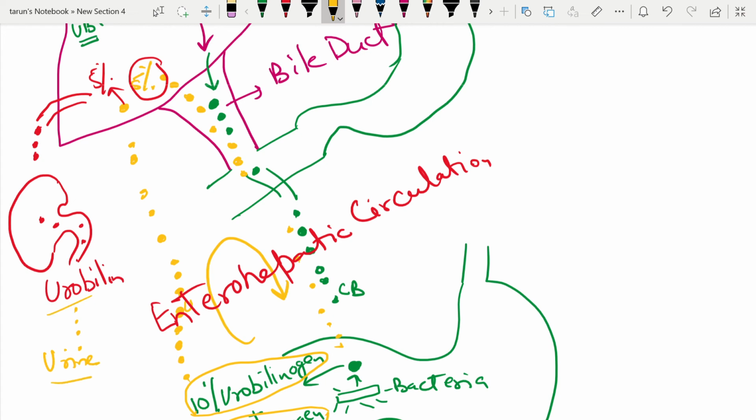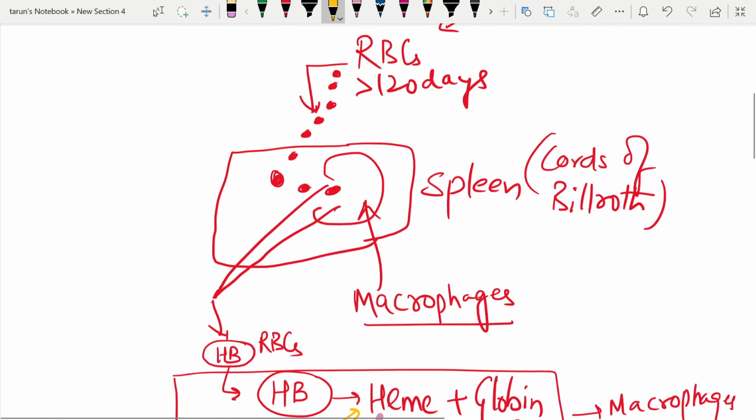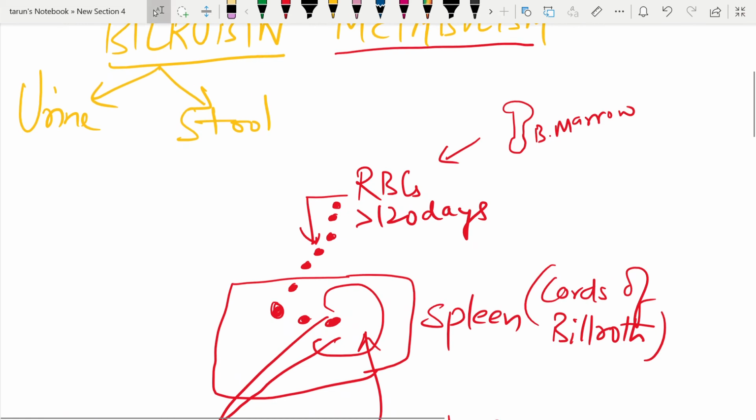We'll see it again. From where does this process begin? From the marrow. What happens in the marrow? Here is the bone marrow. Here the RBCs are produced and shed into the circulation. Once the RBCs are in the circulation, they travel, and when they become old, that is after 120 days, the lifespan of the red blood cell, here are the macrophages which are sitting in the spleen, in the cords of Billroth.